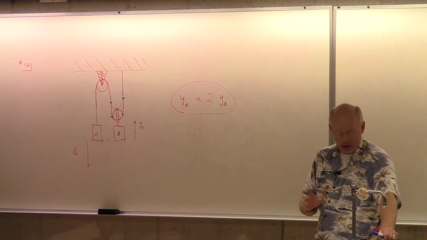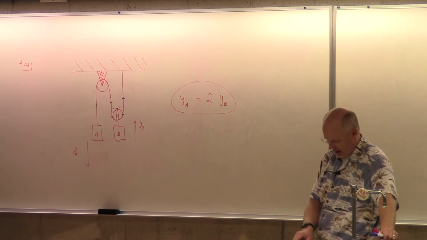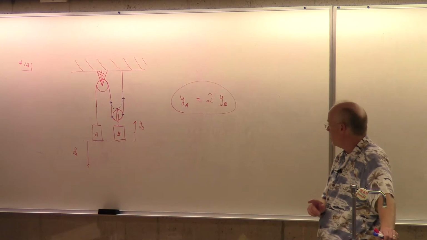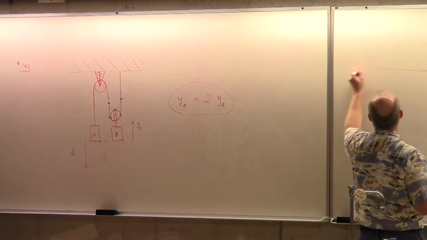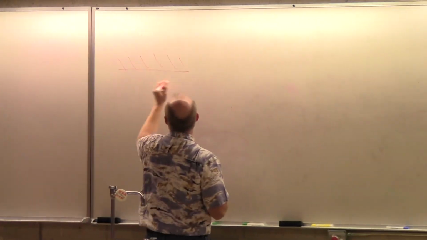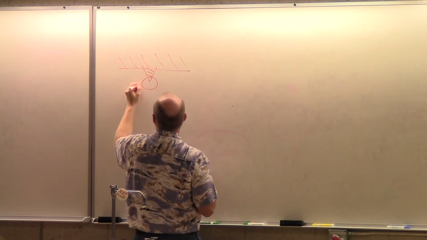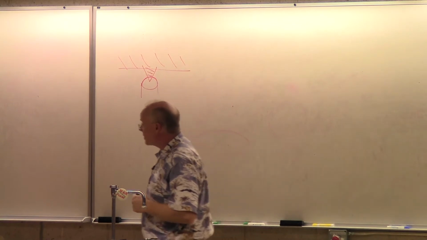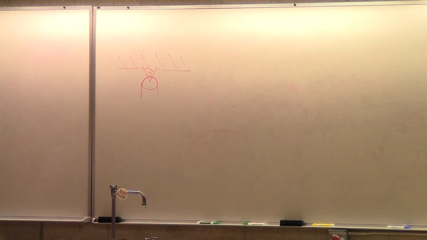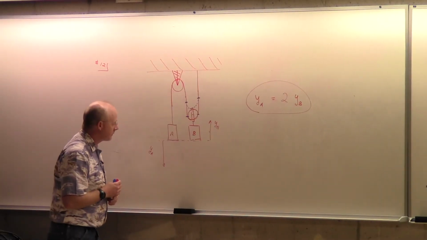Okay, so there's the question. I'll read it again. Find the speed of block A at the moment the vertical separation is h. So maybe we should draw that next picture, that vertical separation of h. So here I have this fixed pulley, and the blocks are going to separate. All right? So maybe I should start there.